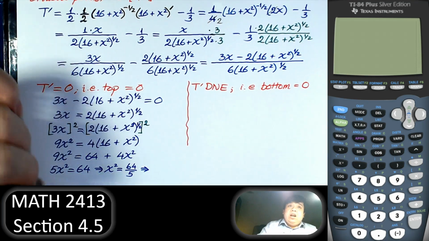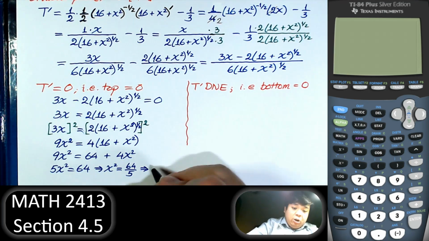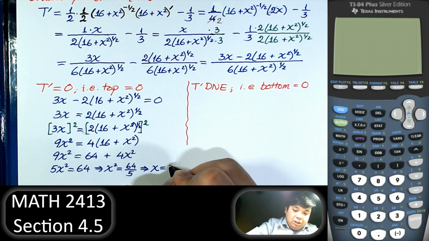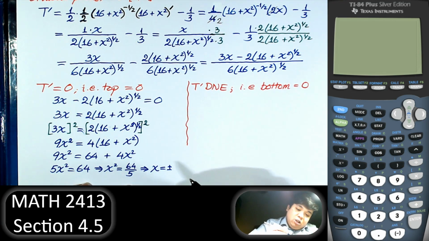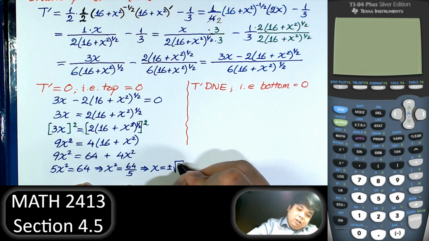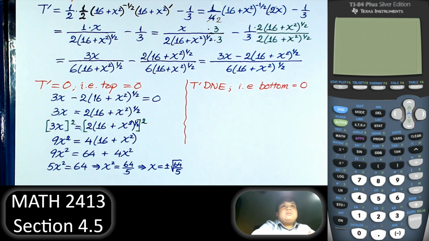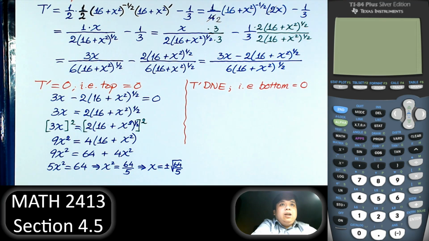And solve for x. Don't forget we take the square root on both sides. There will be plus or minus. So plus or minus square root of 64 over 5. Keep that for now.